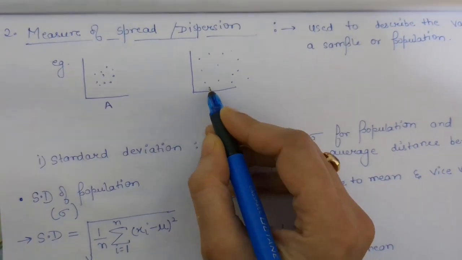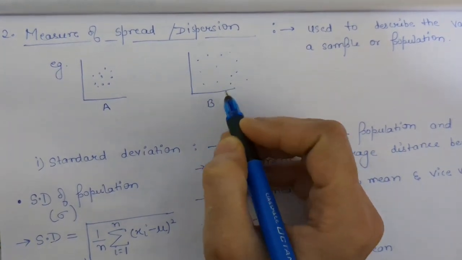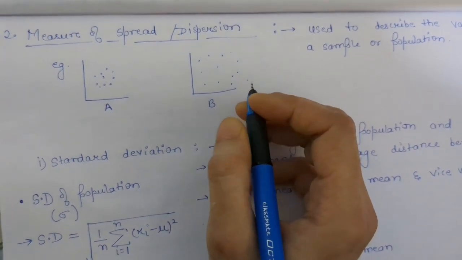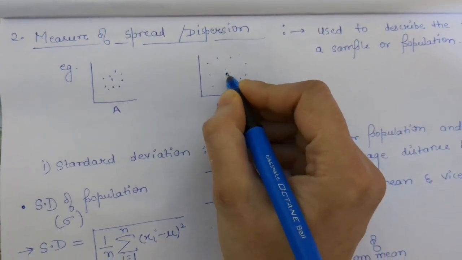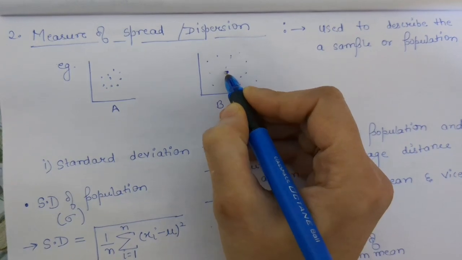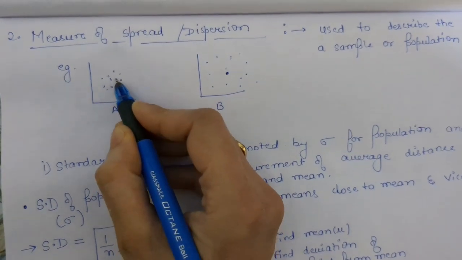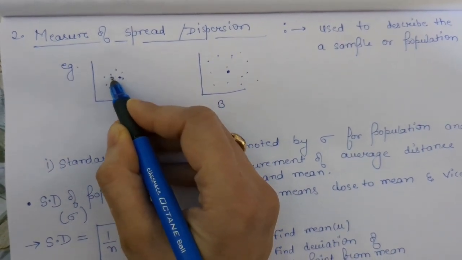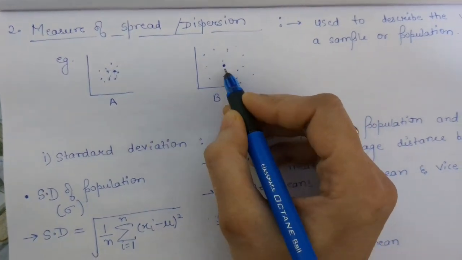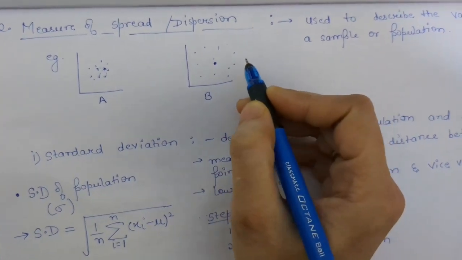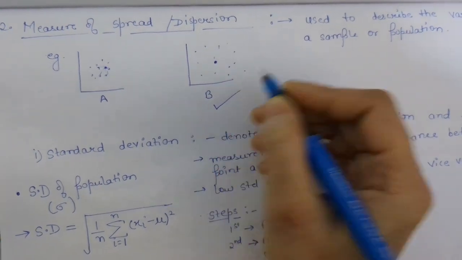In data set B, the data points are more spread because, as you have seen, mean is the representative value for the data set. If this is the mean, then you can see that the data points are far away from the mean compared to data set A, in which, if this is the mean, the points are close to the mean. So here the variability is greater than in data set A. In this case you can see more variability.